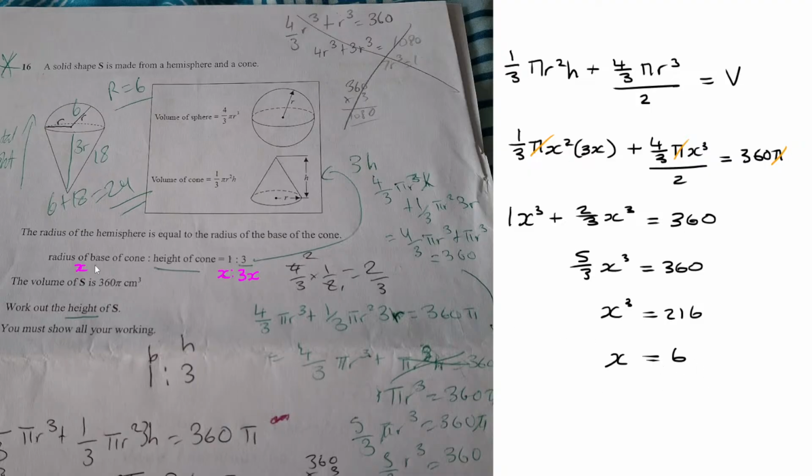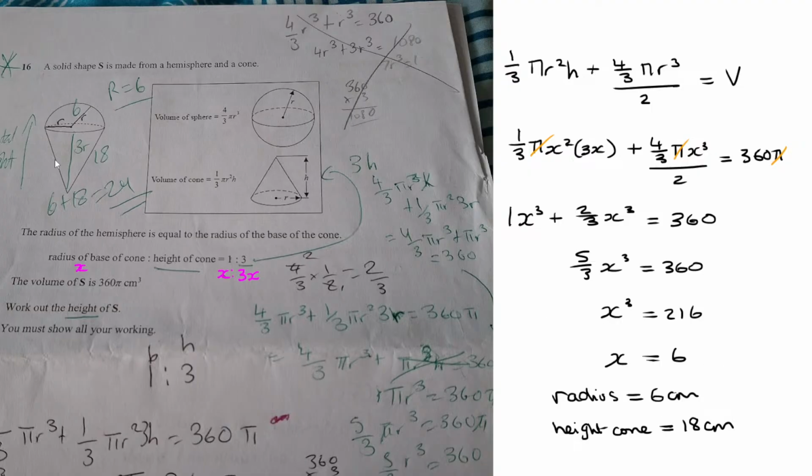Now just don't forget, what was x? X was the radius, wasn't it? So I now know that my radius for both is 6. What was this? I'm assuming centimeters. Yeah, centimeters. Now, come back to what they were actually asking me. They were asking for the height of S, so the whole thing. That means the height of the hemisphere and the height of the cone. First of all, the height of the cone is 3x, isn't it? So I could work that out straight away. Height of the cone would be 3 times 6, wouldn't it?